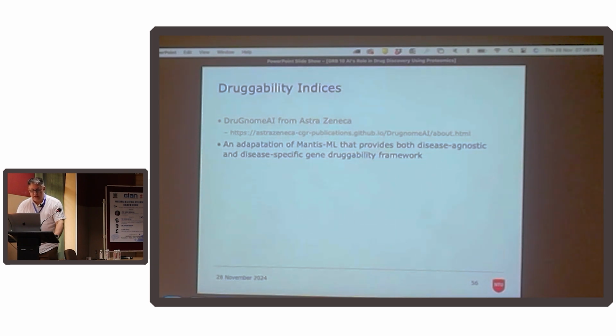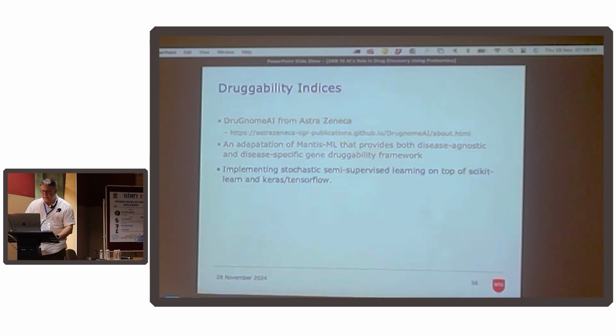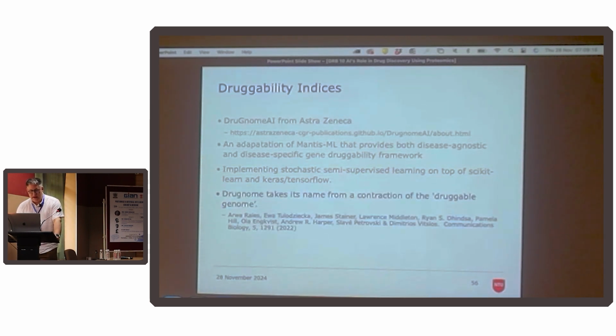Yeah, so DrugnomeAI is based on machine learning. It looks at a disease-specific gene druggability framework. It uses a semi-supervised learning approach based on Keras and TensorFlow, so it's a Python or R-based package ultimately. If you go onto the website, you can download the package for it. The publication is in Communications Biology 2022, if you want to look that up.